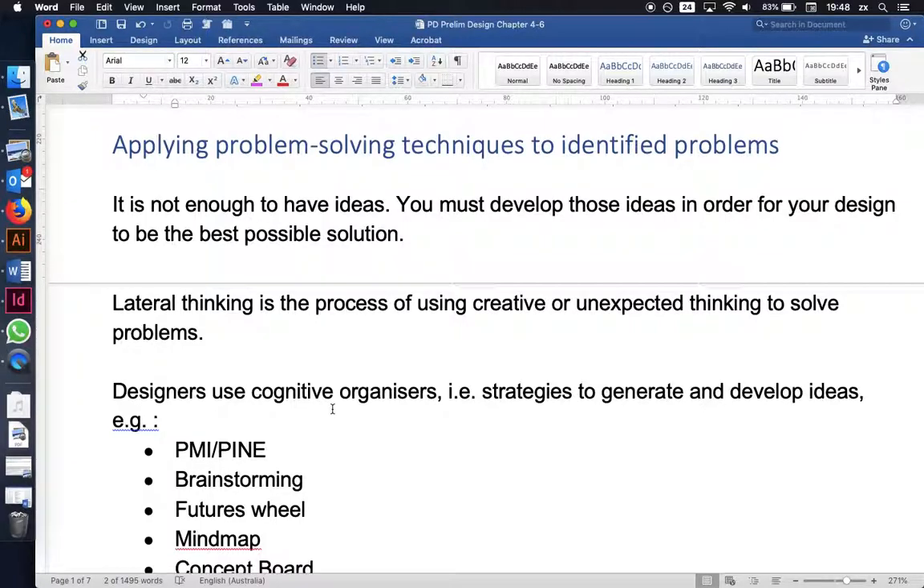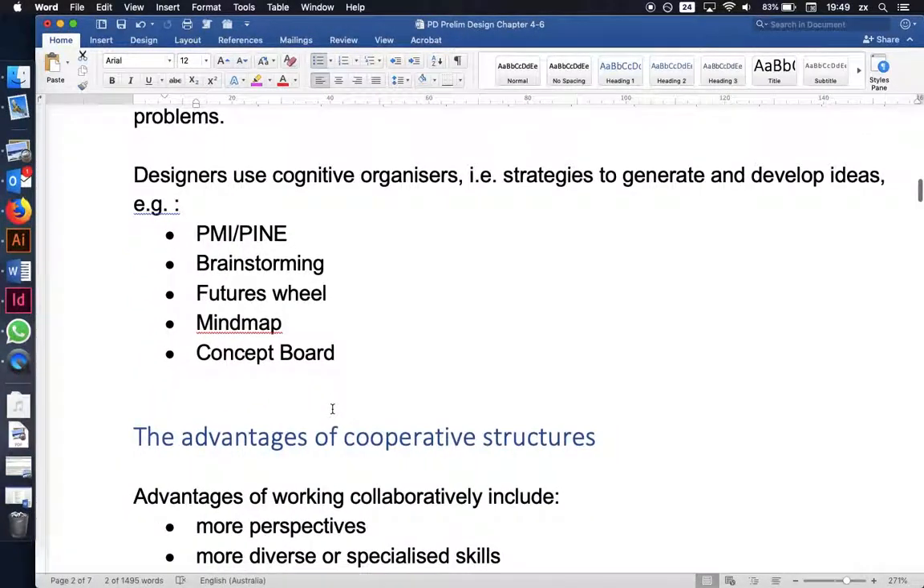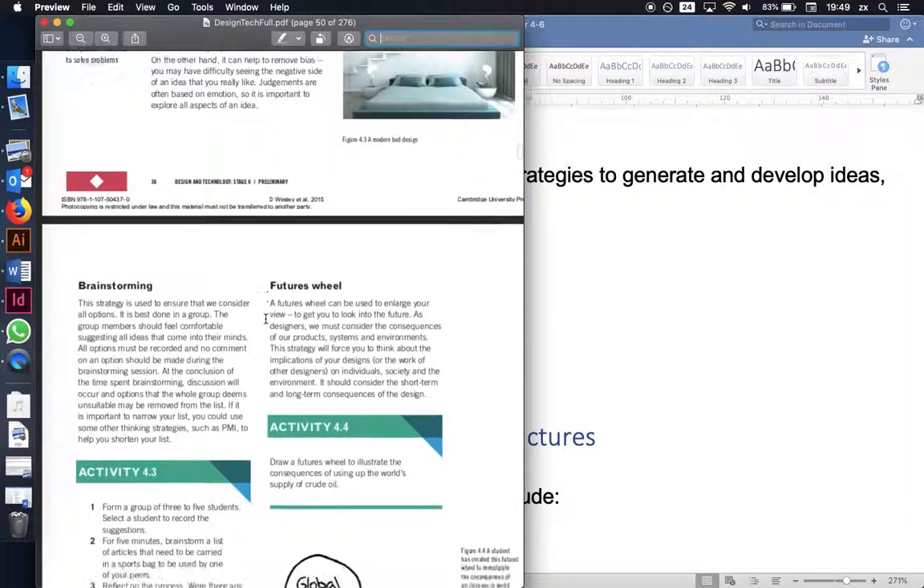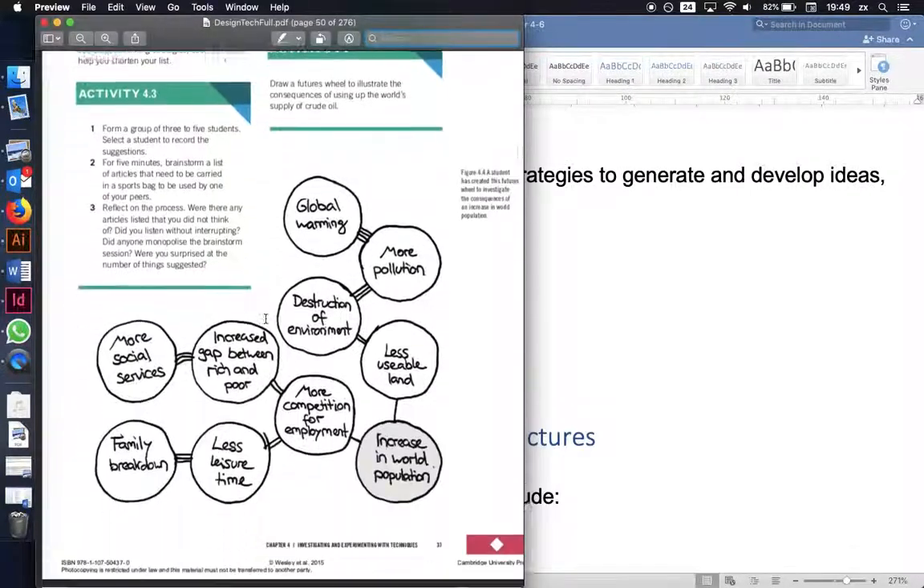It's not something I'll necessarily talk about here, but you can find it pretty easily, that the different hats give people different perspectives. There are some other cognitive organizers, which are strategies to help develop and generate ideas. I'm going to focus on three that I'm really going to speak about today, because I think some of them are very similar. So PMI and PINE are the same thing. Again, if you go to the textbook, I'll direct you to the page where these are discussed. So PMI, brainstorming, futures wheel.